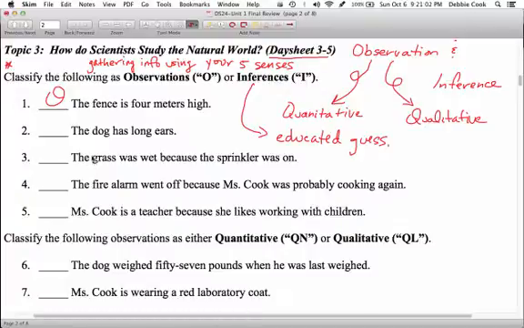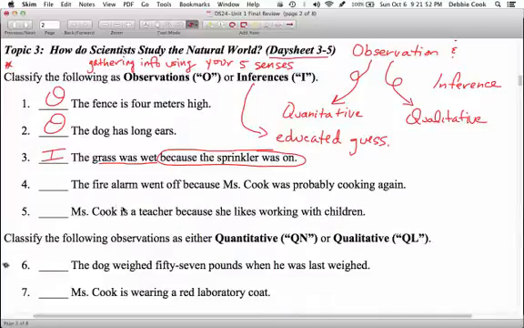Number 2 says the dog has long ears. Again, we just need to ask ourselves, is this something that we can gather by using our 5 senses, information that we can know by using our 5 senses, or is it an educated guess? And again, we can know whether or not a dog has long ears by either touching it or looking at it. So obviously number 2 is an observation. Let's look at number 3. The grass was wet because the sprinkler was on. Again, we might be able to feel that the grass is wet or see that, but we don't know why. So this is the part where we're making an educated guess. So because there's an educated guess tacked onto the statement, we're going to go ahead and say that this is an inference.